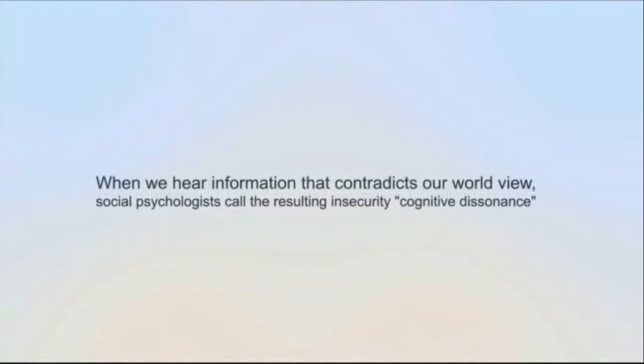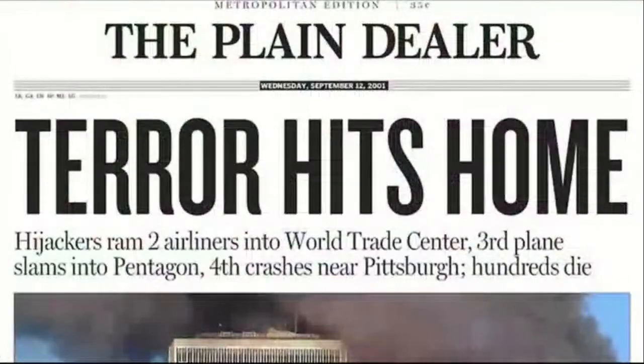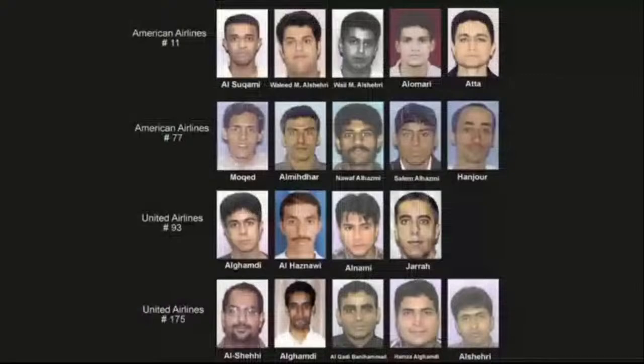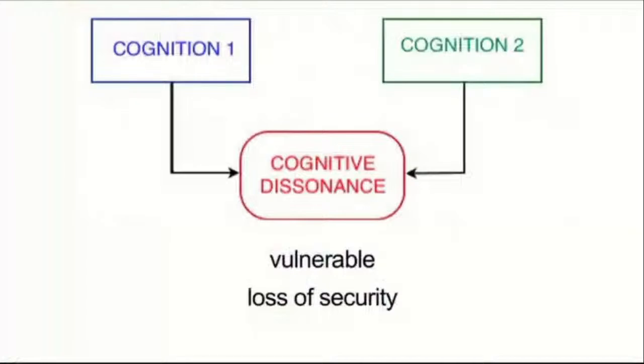When we hear information that contradicts our worldview, social psychologists call the resulting insecurity cognitive dissonance. For example, with 9/11, we have one cognition, which is the official story of 9/11, what our government told us, what our media repeated to us over and over, that 19 Muslims attacked us. On the other hand, we have what scientists, researchers, architects, engineers are now beginning to tell us, which is that there is evidence that shows that the official story cannot be true. So now we've lost our sense of security. We are starting to feel vulnerable. Now we're confused.